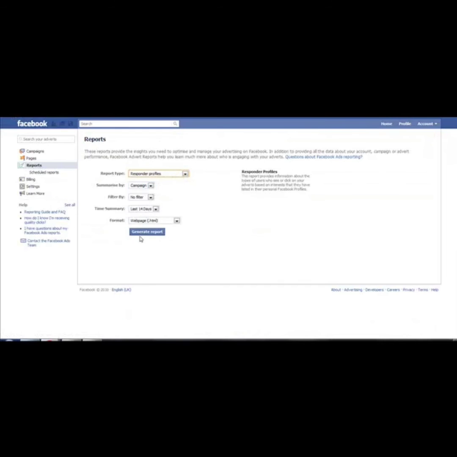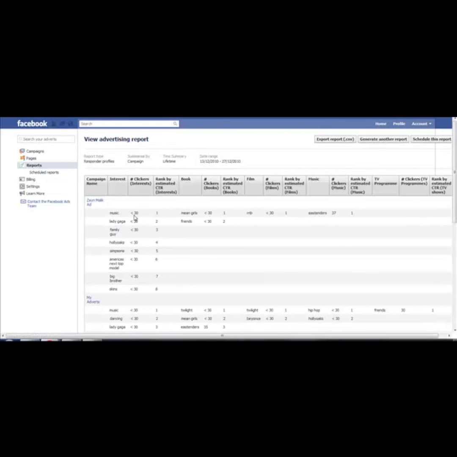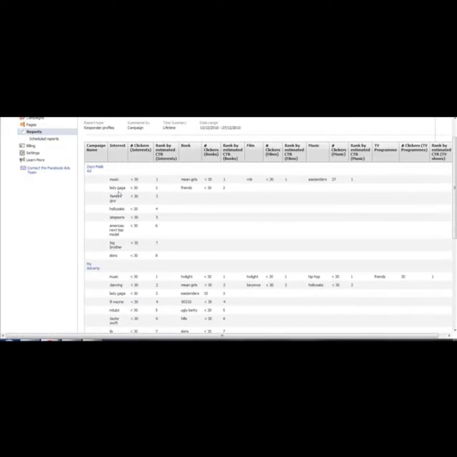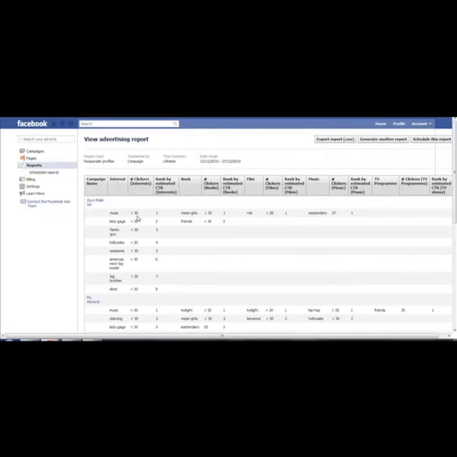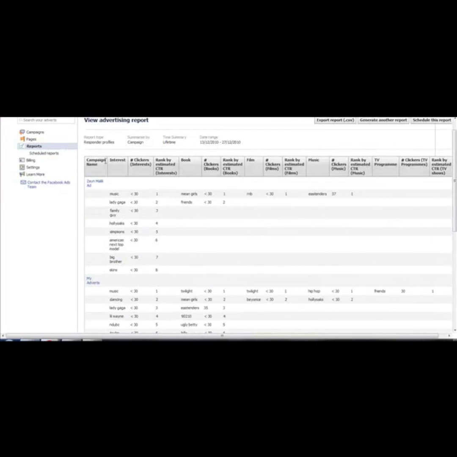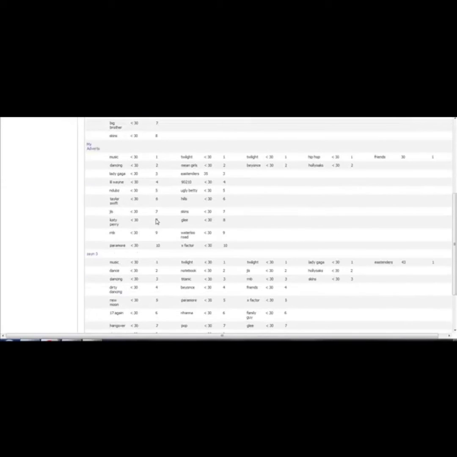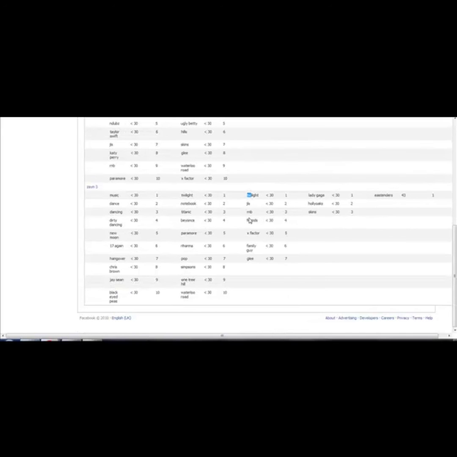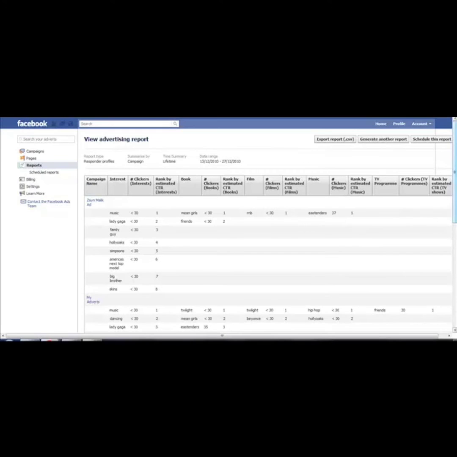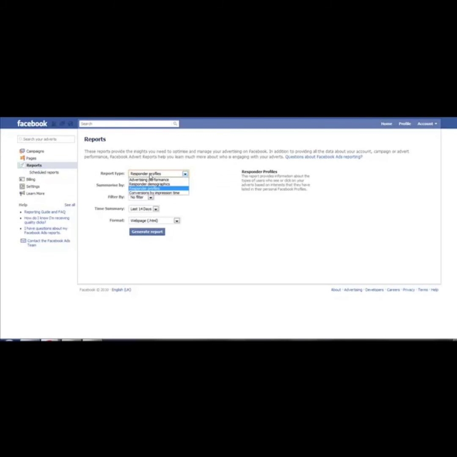Let's look at the responder profiles, and we can see these are the following people. It says number of clickers. These are the following people who like this sort of stuff. Sorry, this is the number of clickers' interests. And we can see that they are fans of Twilight, GLS, R&B, Friends, just pretty normal teenage stuff. Okay, so let's just go back.